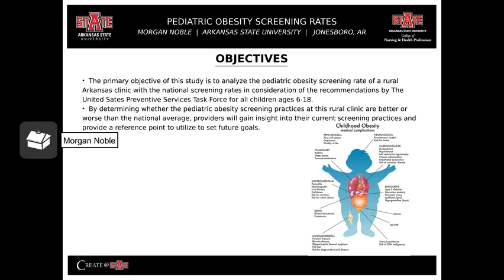The objective of this study is to analyze the pediatric obesity screening rate of a rural Arkansas clinic with the national screening rates in consideration of the recommendations by the United States Preventive Services Task Force for all children ages 6 through 18. In determining whether the pediatric obesity screening practices at this clinic are better or worse than the national average, providers will be able to gain insight into their current screening practices and provide a reference point that they can utilize to set future goals.